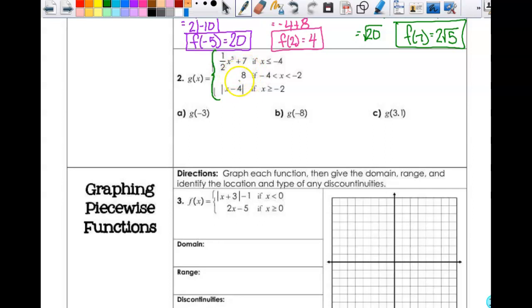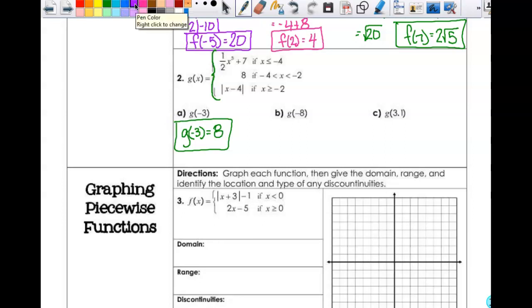So this is my function. If I just had y equals 8, that's just a line. That's a horizontal line. There is nothing for me to do. So when x is between these two numbers, the y value is 8 no matter what. So g of -3 is 8, and that's it. It's a constant function.